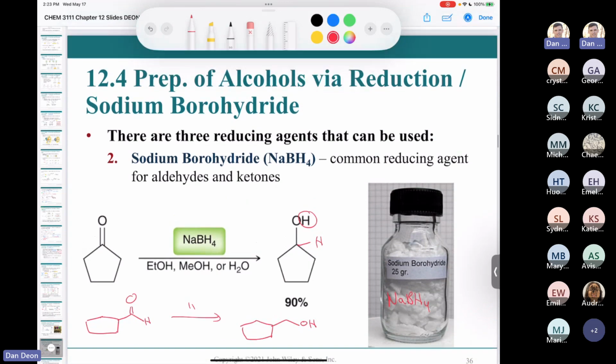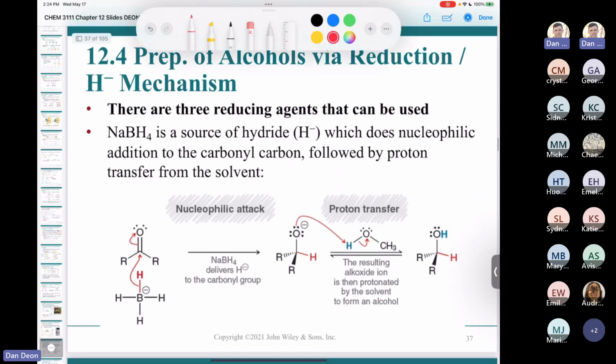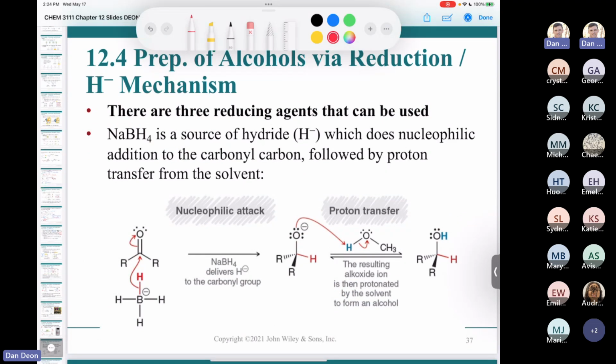Well, something that we haven't looked at a lot of yet this semester, this summer semester, are mechanisms. And I do expect you to know the mechanism of this reaction. And it's shown right here. So what happens is, first you have to be able to draw the Lewis structure of sodium borohydride. So we have the sodium cation, and then we have the borohydride anion here. Okay, and you can see it drawn right here. So what happens is one of the hydrogens is delivered to the carbonyl carbon as a hydride. And when that happens, it does a nucleophilic attack, and we end up with an alkoxide. So you can see here, this is an alkoxide.